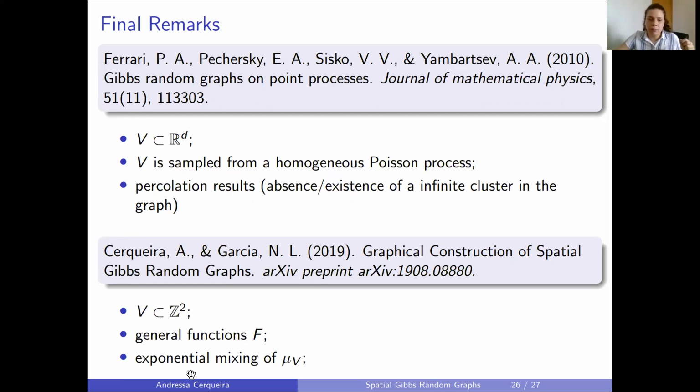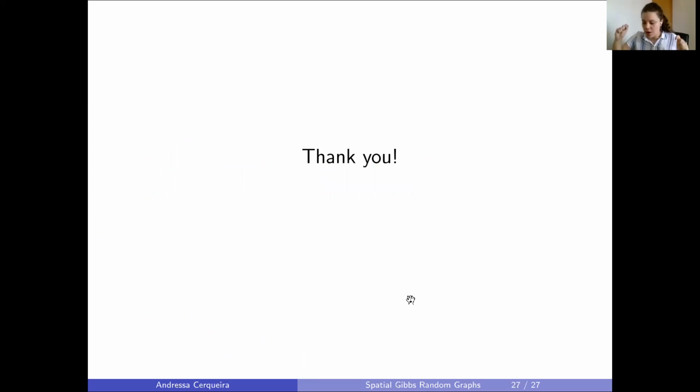We also have exponential mixing for this measure, as I said, and a perfect sampling algorithm that I didn't bring today. But something that I think I should look at is some percolation results for more general functions. I think there is room for improvement here, and some interesting questions that we can think about for more general functions. So that's all for today. Thank you.